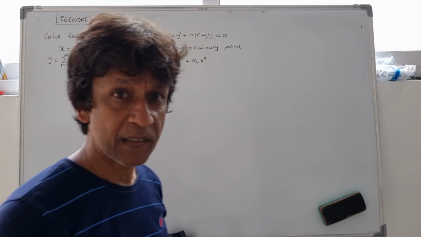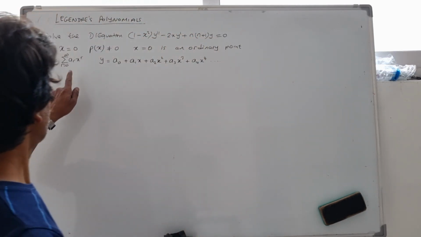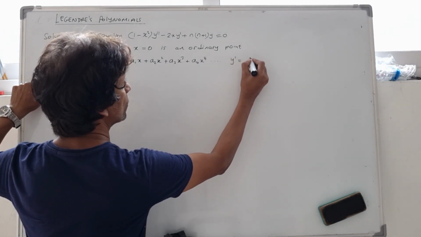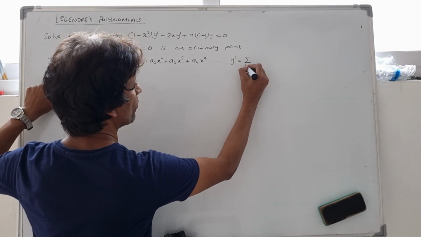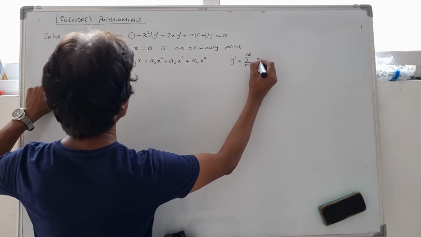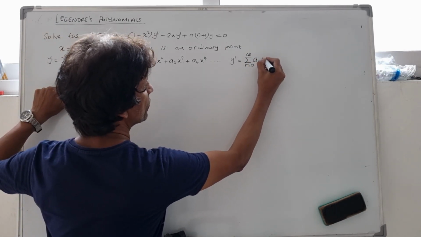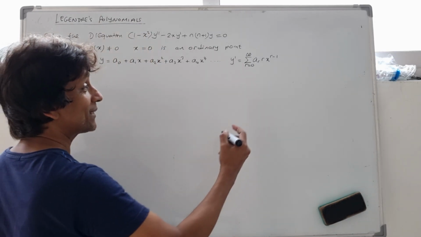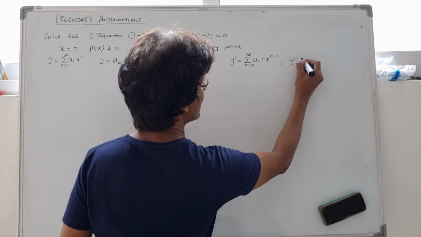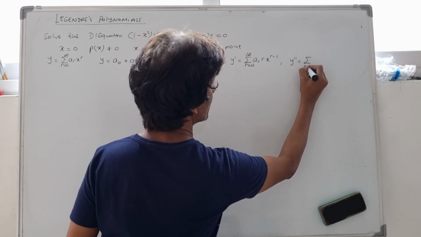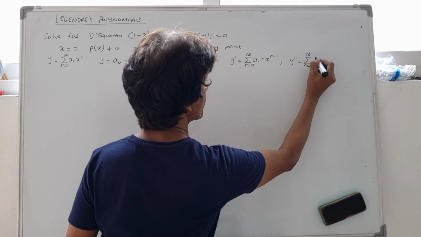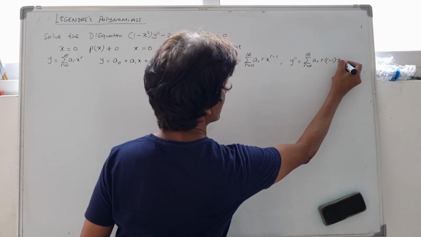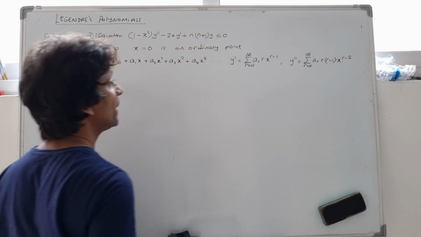I can also differentiate the series y. So if I do that, I'm going to get y prime is equal to the summation going from r equal to 0 to infinity of a_r r x^(r minus 1). The second derivative is going to be y double prime is equal to the series from 0 to infinity of a_r r(r minus 1) x^(r minus 2).